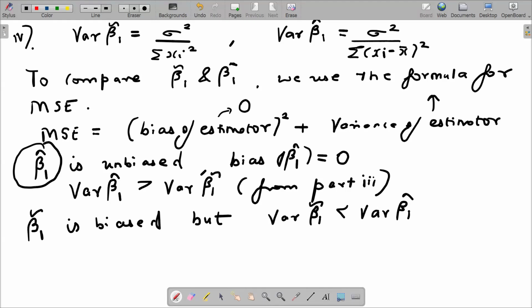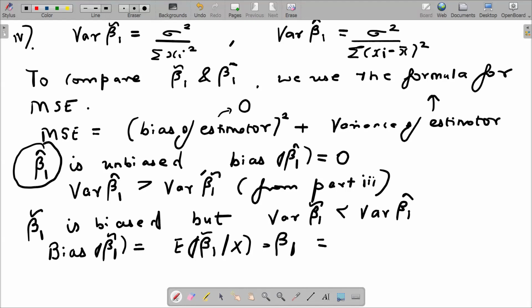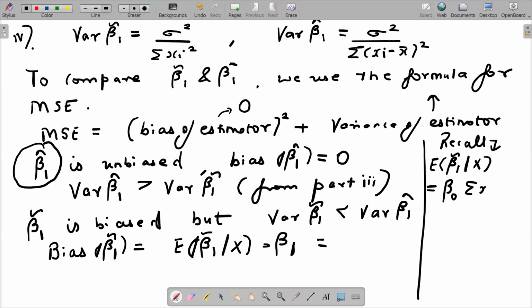Now what is the bias of beta 1 tilde? The bias of beta 1 tilde is going to be expected value of beta 1 tilde conditional on x minus beta 1. Now what was this coming out? Students should be able to recall this equation. Recall, you must have written this a few minutes back, that expected value of beta 1 tilde conditional on x had come out as beta naught summation xi over summation xi square plus beta 1.